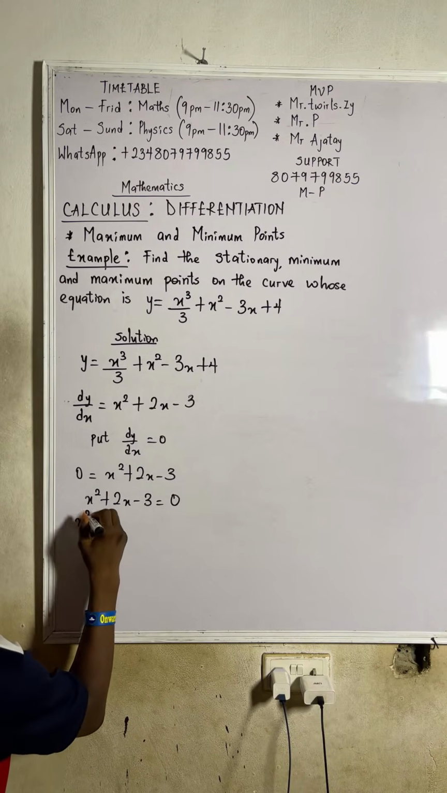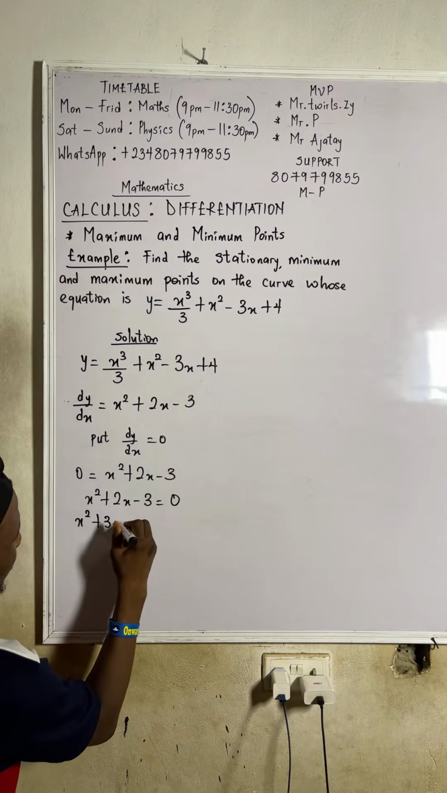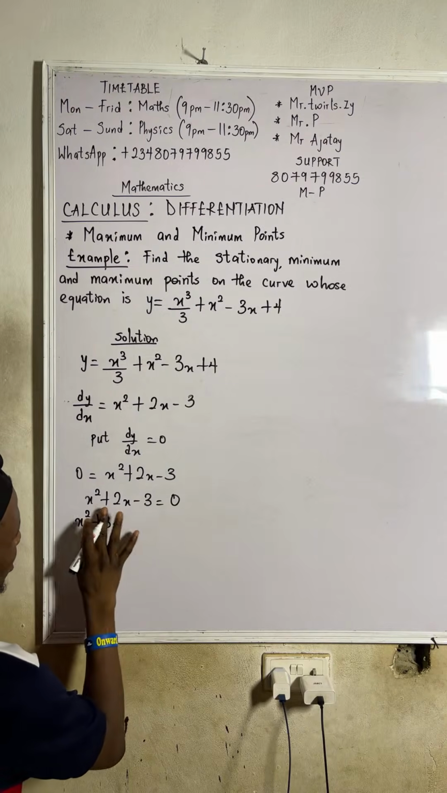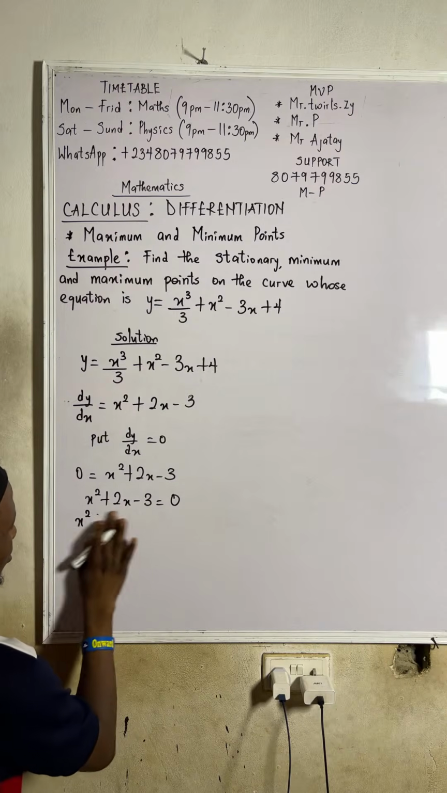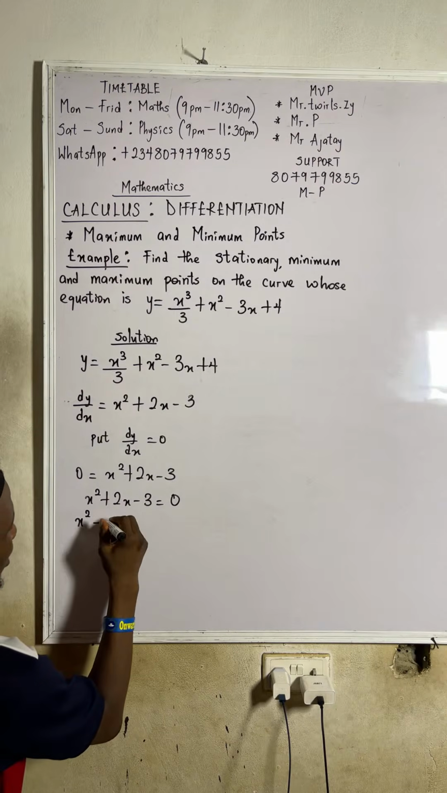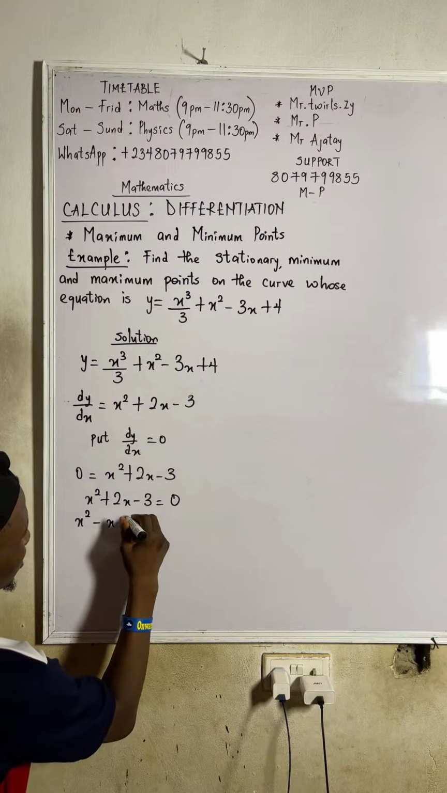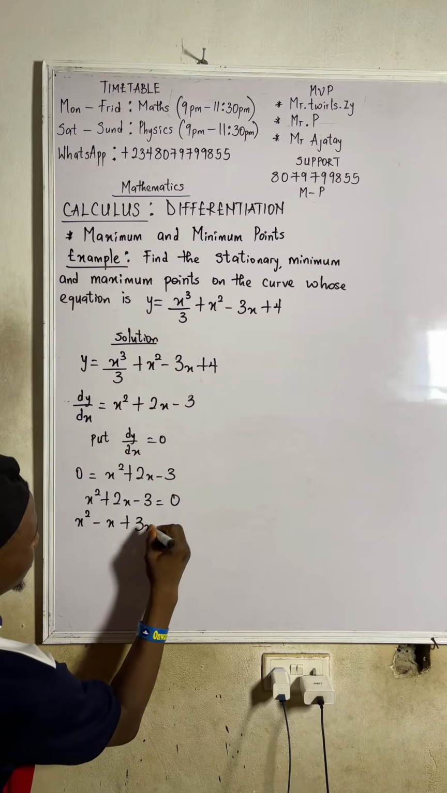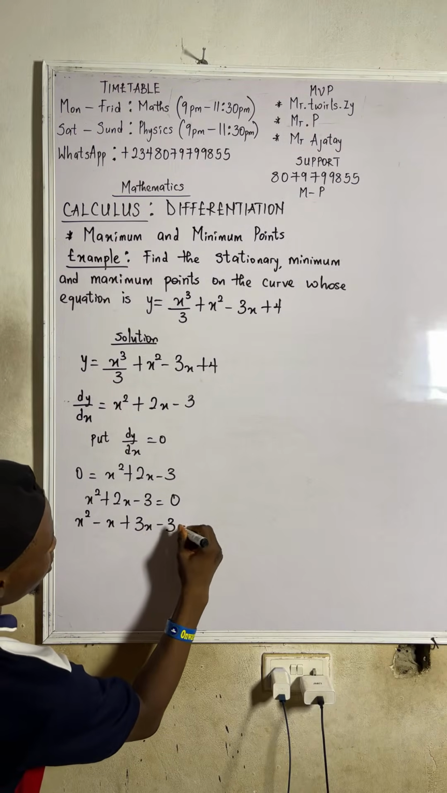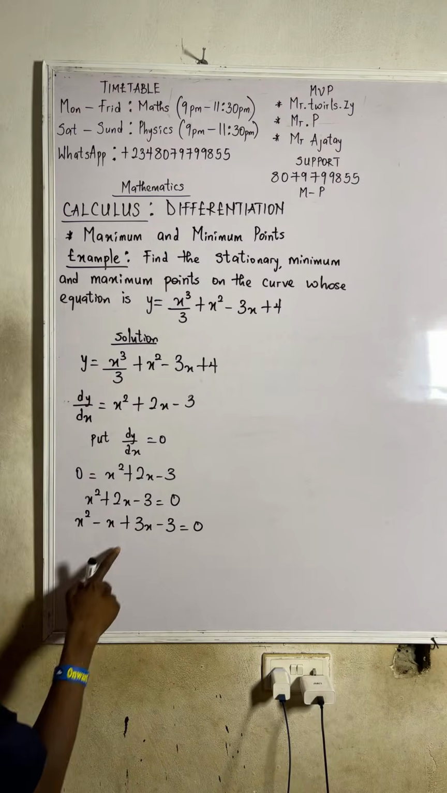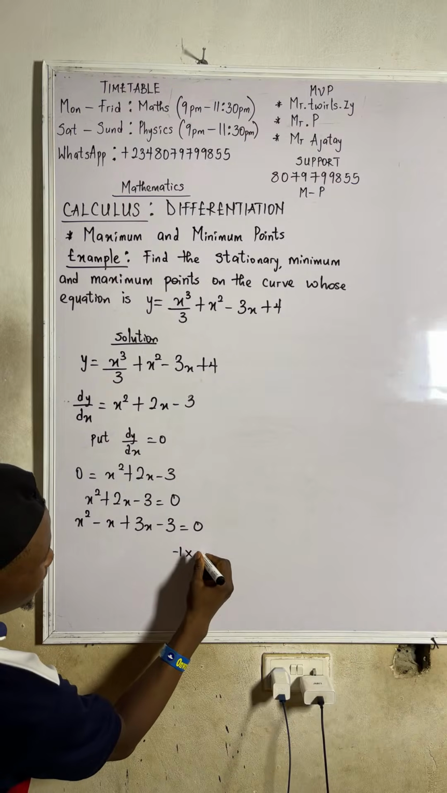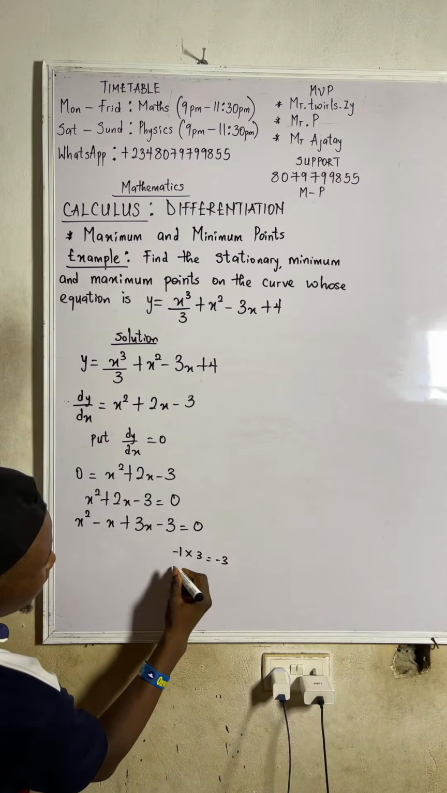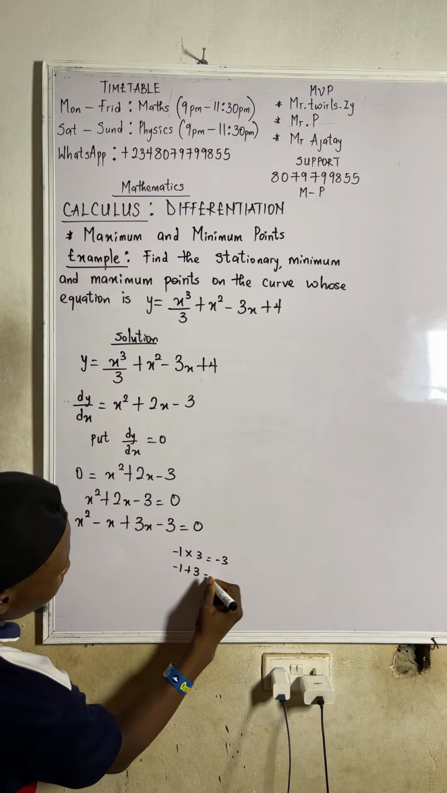Yes. So that will be x squared plus 3x, minus x plus 3x, then minus 3 equals 0. So the two numbers are minus 1 and 3. Minus 1 times 3 will give us minus 3. Then minus 1 plus 3 will give us 2.